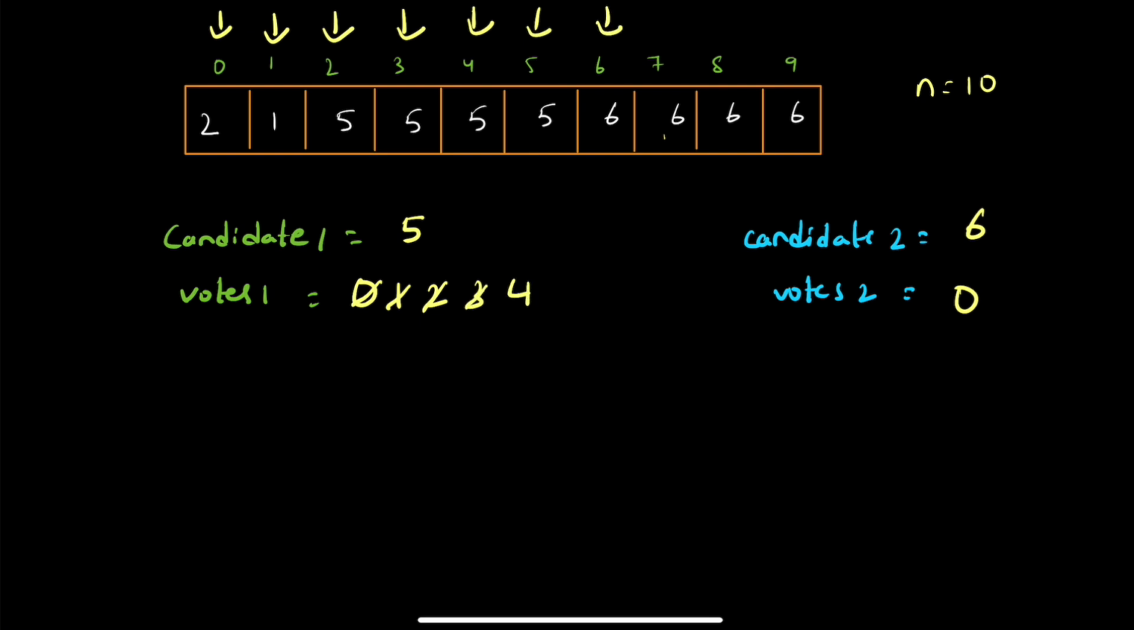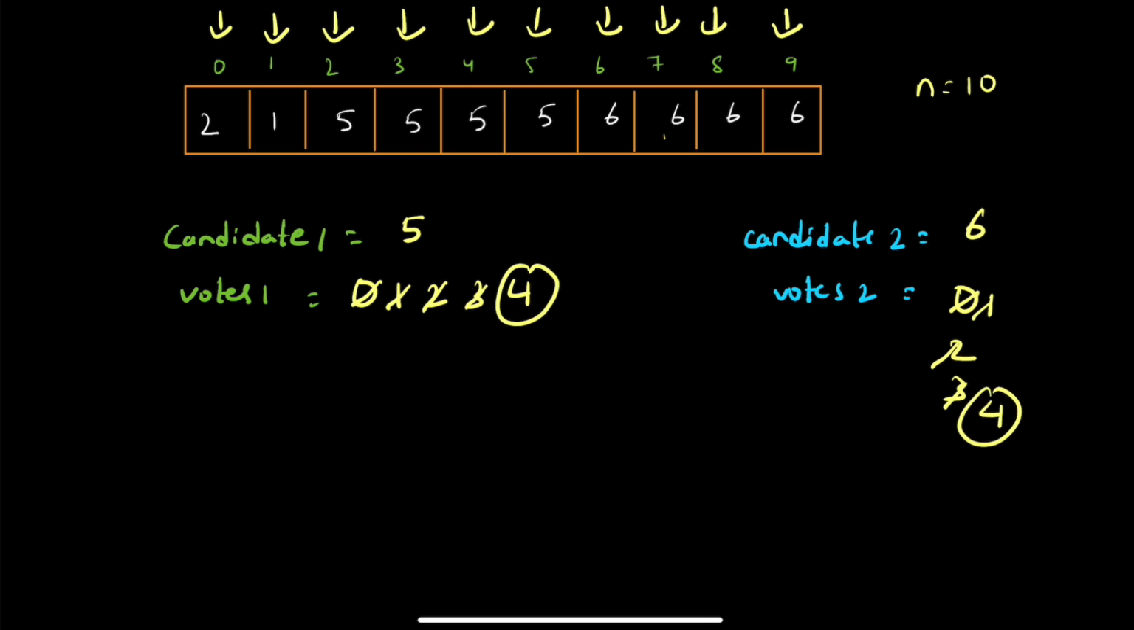And for index 6 it's matching with candidate 2, the vote becomes 1. For index 7 the candidate is 6, it's matching with candidate 2, again the vote will become 2. For index 8 it's matching with candidate 2, so the vote will become 3. And finally for index 9 again it's matching with candidate 2, then it becomes 4.